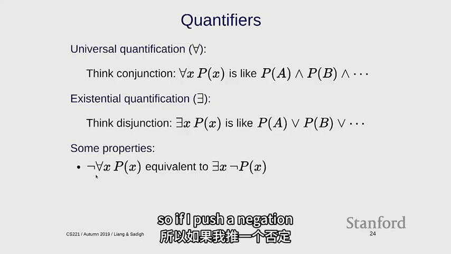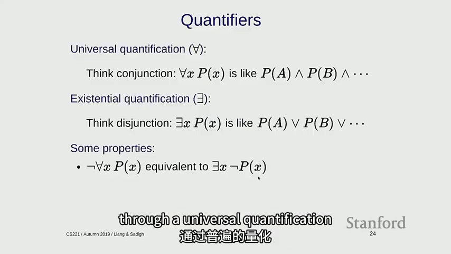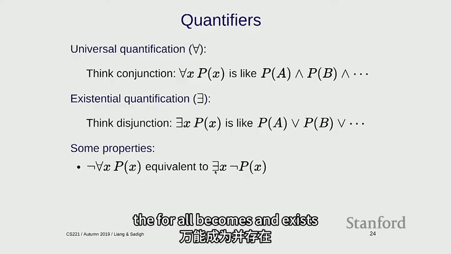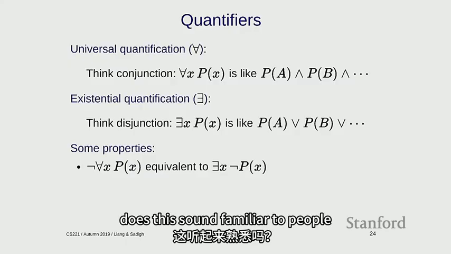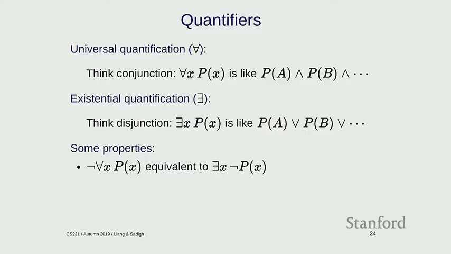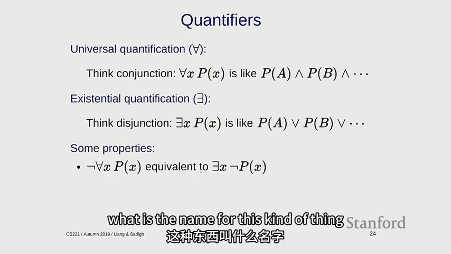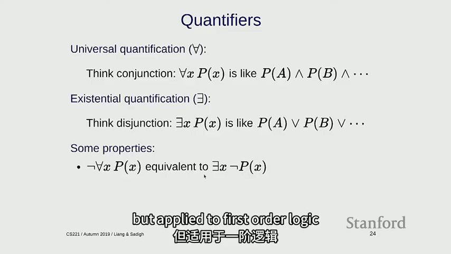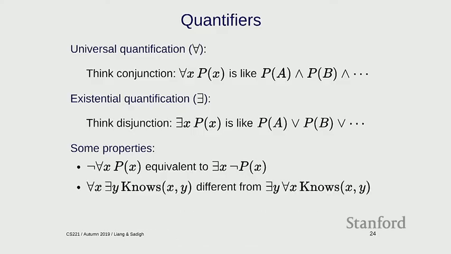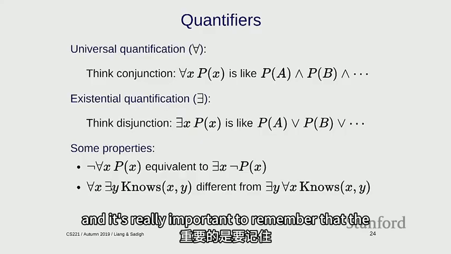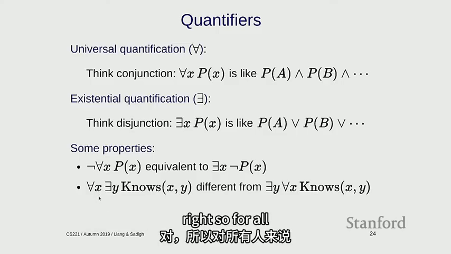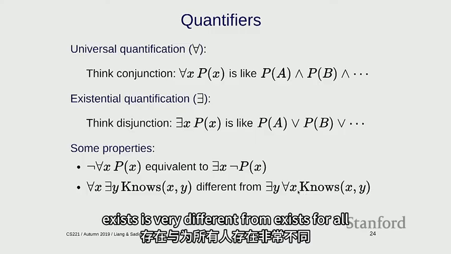If I push a negation through a universal quantification, then it goes on the inside, and the for all becomes an exists. Does this sound familiar to people? What is the name for this kind of thing? Yeah, it's just De Morgan's law, but applied to first-order logic as opposed to propositional logic. And it's really important to remember that the order of quantifiers matters. So for all exists is very different from exists for all.